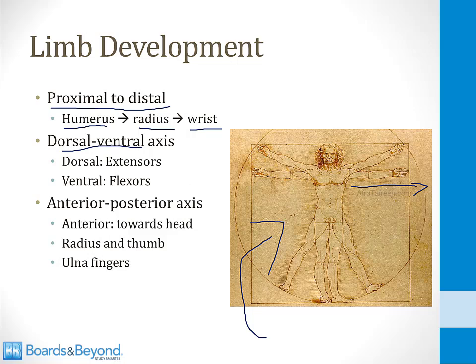The thumb and the palm are the ventral side, so that includes the flexor muscles, and the back of the hand is the dorsal side, so that includes the extensor muscles. And then the final axis is the anterior-posterior axis, and by this axis, in embryologic terms, anterior means towards the head. So the thumb and the radius in this man shown on the screen are pointing upwards, so that is the anterior side. The ulna and the fingers are pointing downwards, and that is the posterior axis.